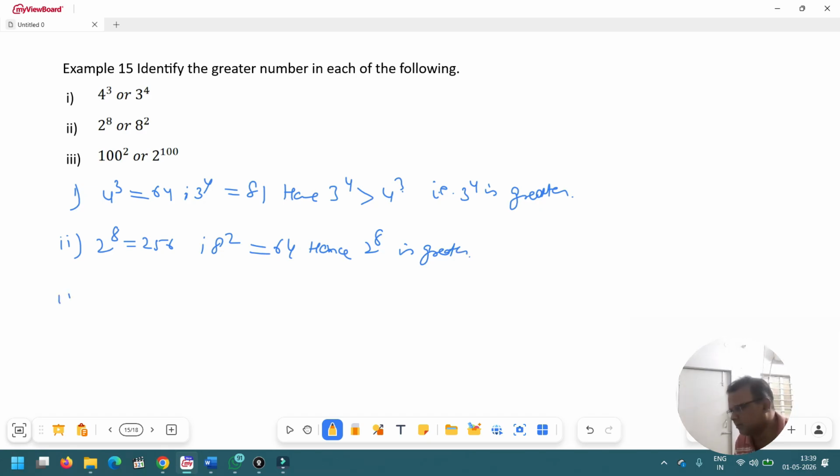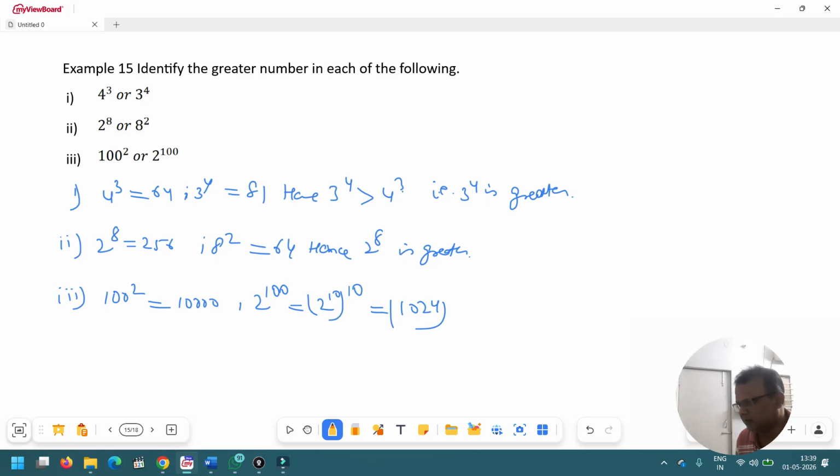Third, 100 to the power 2 is equal to, and 2 to the power 100 is equal to 2 to the power 10 to the power 10 over 2 to the power 10. Hence 2 to the power 100 is greater.